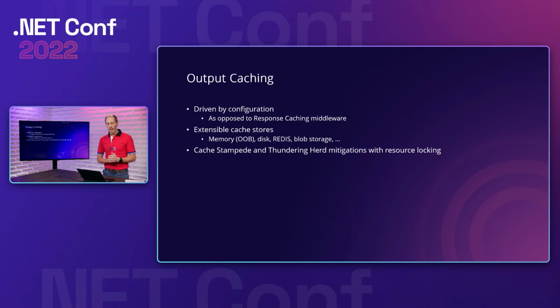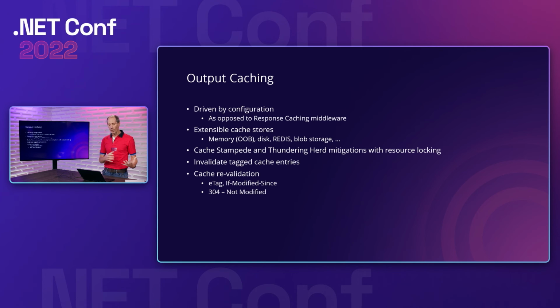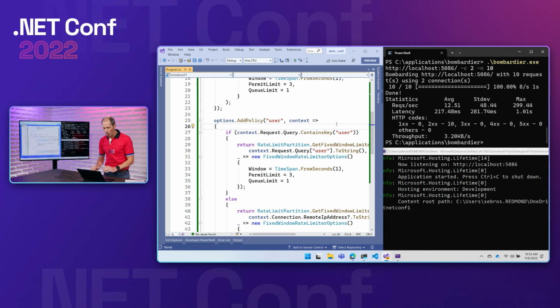It will also prevent cache stampede and thundering herd, which will happen if your site starts up and then all your clients come at the same time and want to get the same result. And it can invalidate cache entries by tag if you need to be able to invalidate a full section of your site. And finally, it supports cache revalidation, which is a way of returning a not modified answer if the value you have in the client is the same as the server will return if it was cached. So let's see a small demo of that.